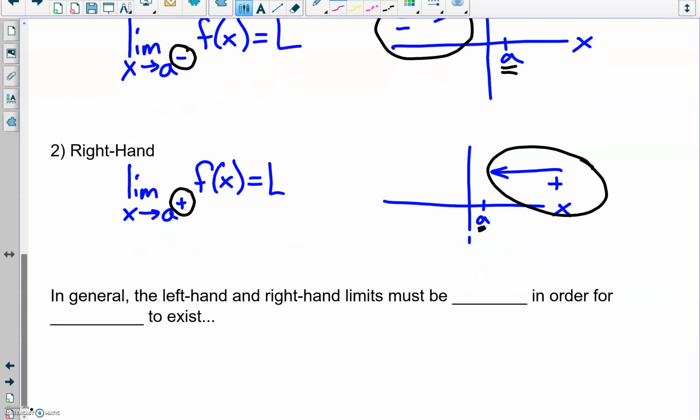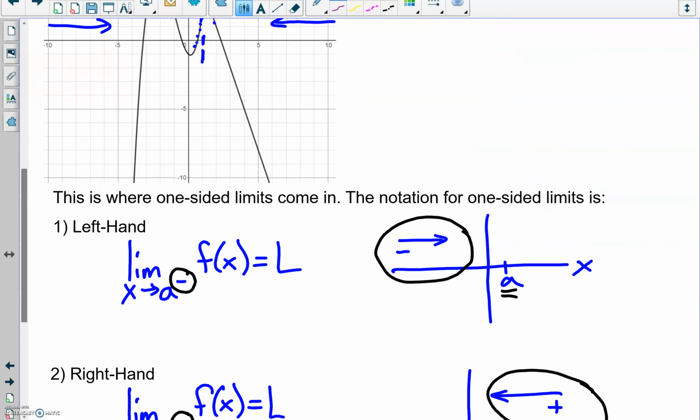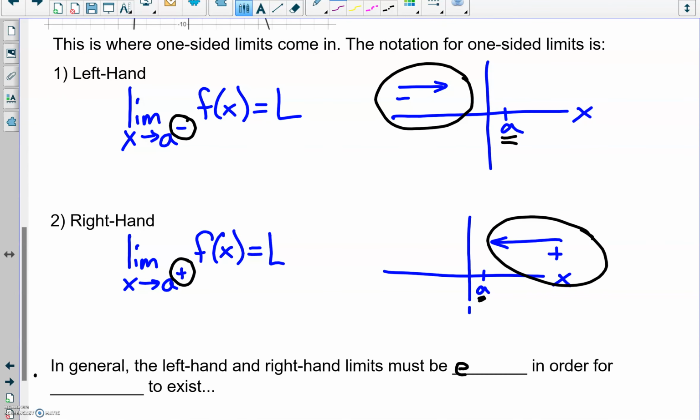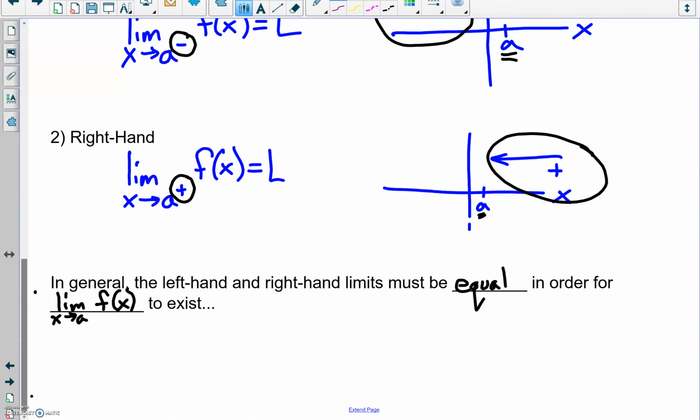So in general then, we have left and right, and sometimes they're going to be equal. In this case, they were not in this example with that broken graph. So in general, the left and right hand limits must be equal in order for the two-sided limit, the x approaches A without the superscript, to exist. So let's see this in fancy notation.